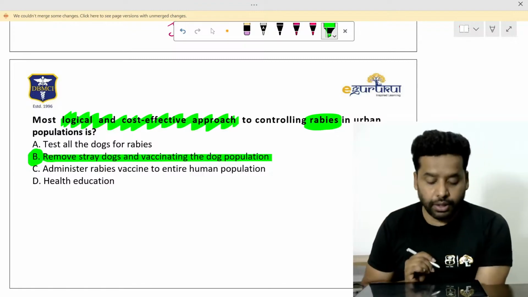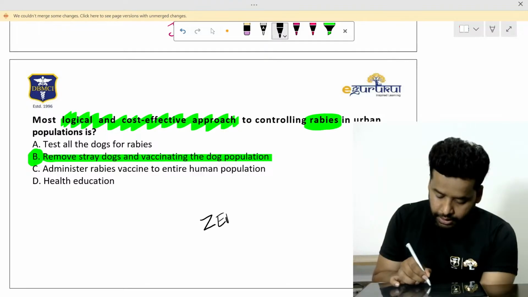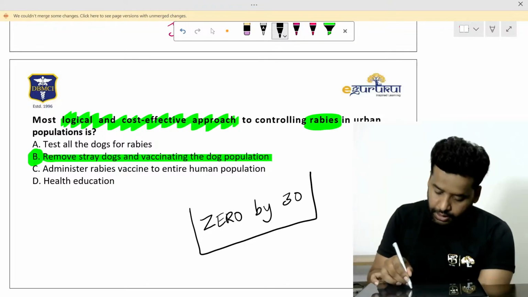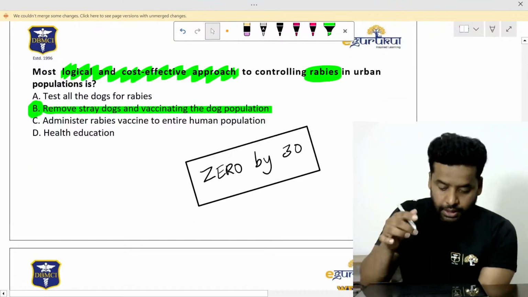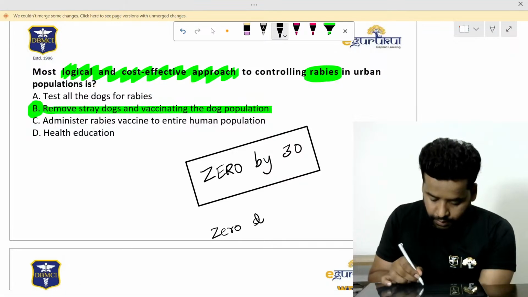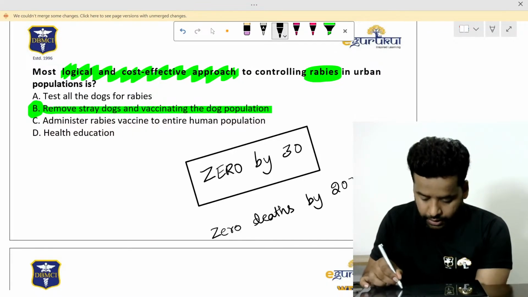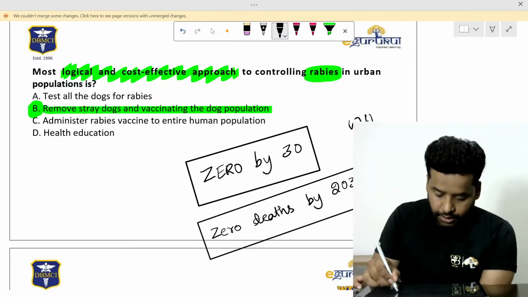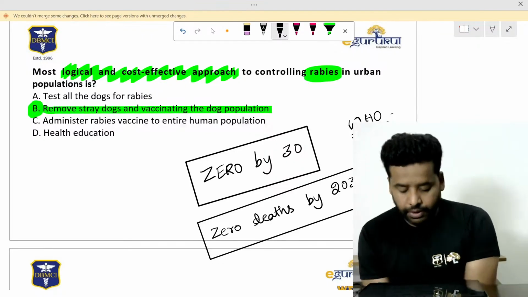So there is one more thing which is very, very important. The 0 by 30 initiative is also related to rabies. What is 0 by 30 if they ask? It is to achieve 0 deaths. Nobody should die due to rabies. 0 deaths by the year 2030. This is the WHO initiative.